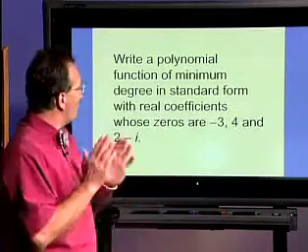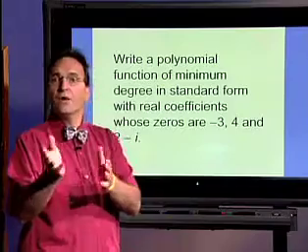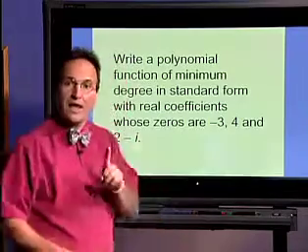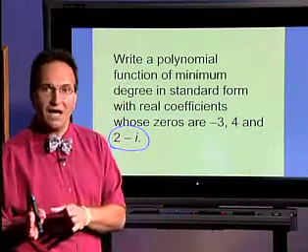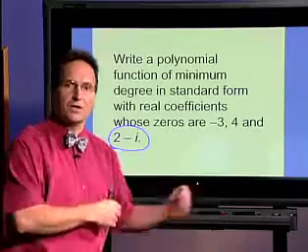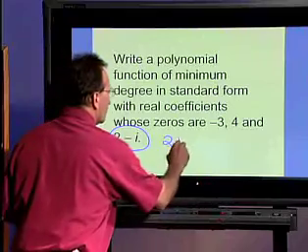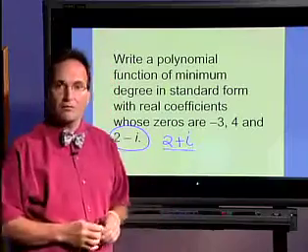We want to write a polynomial function of minimum degree in standard form with real coefficients whose zeros are negative 3, 4, and 2 minus i. Okay, well, realize, first of all, that by the complex conjugate zeros that we just looked at, if 2 minus i is a 0 of the polynomial, that means that 2 plus i is also going to be a 0 of the polynomial.